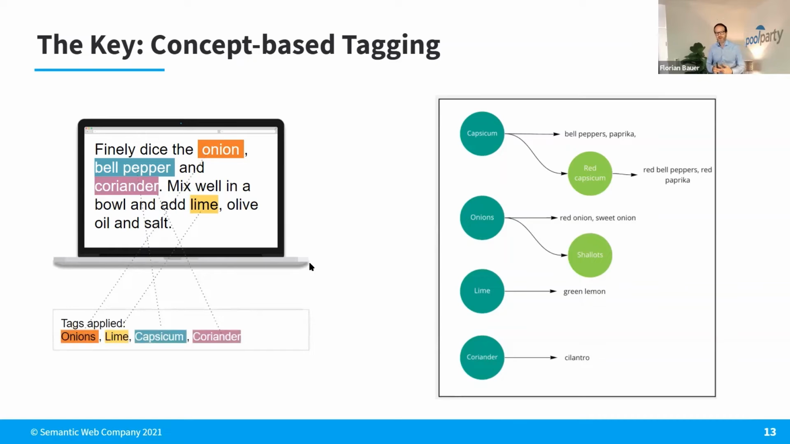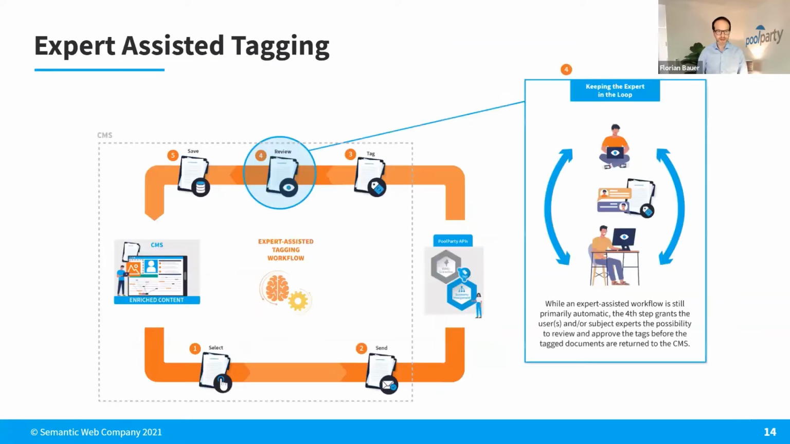This now allows us to do that kind of automatic smart tagging, because what you will see here is that we can automatically apply these concepts as tags to that text. So the onion concept is applied to the onion, the lime is applied to the lime, but here you already see the concept of the capsicum is applied to the bell pepper. And this will become very important when we talk about further use cases like semantic search at a later stage. So we have now successfully automatically tagged that content based on concepts and not just based on terms and strings.